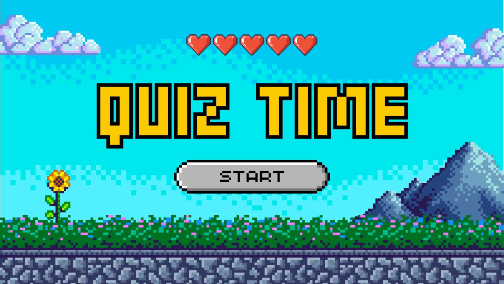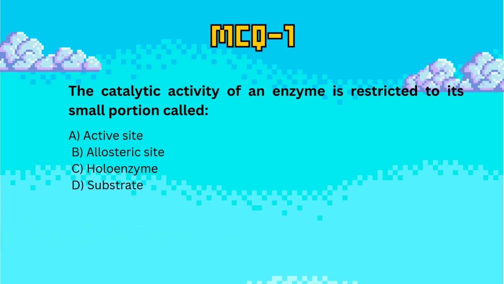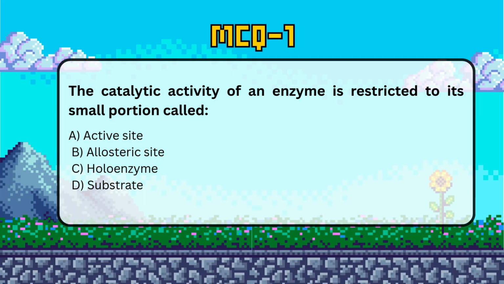related MCQs in exams. So question number 1 is: the catalytic activity of an enzyme is restricted to its small portion called? The options are the active site, allosteric site, holoenzyme and substrate. So the right answer is the active site because the active site is the small region of the enzyme where the substrate binds and catalyzes the reaction. Why is the allosteric site not the right option? Because the allosteric site is the regulatory site, not the catalytic site. And holoenzyme is an entire functional enzyme, while substrate is the molecule acted upon, not the site.